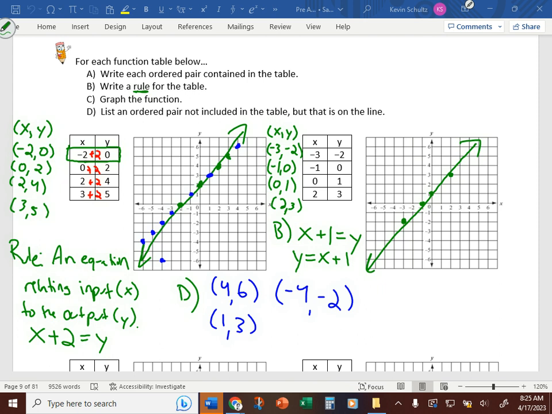And letter D, what's an ordered pair on the line but is not in the table? Take this opportunity to make fun of how bad my line is if you want. Landon? 3, 4. Does that work in our rule? 3 plus 1 is 4. Yes, it does.